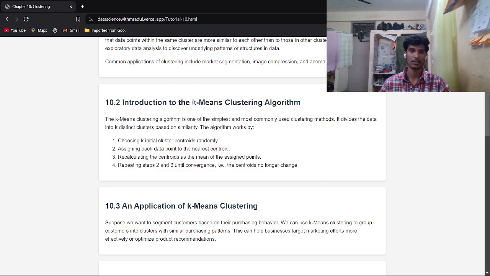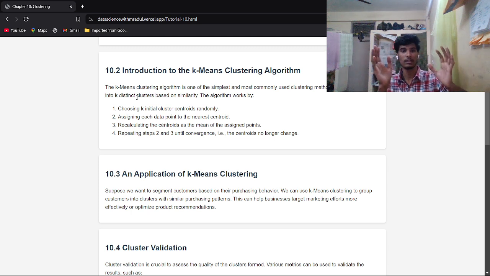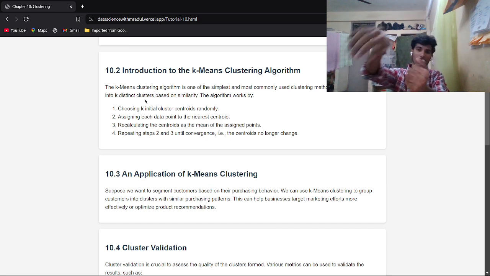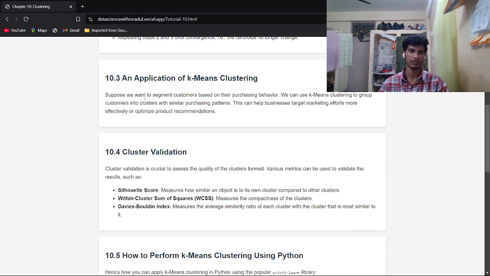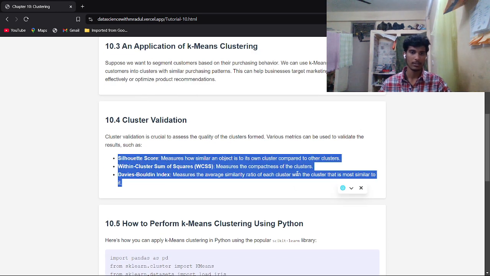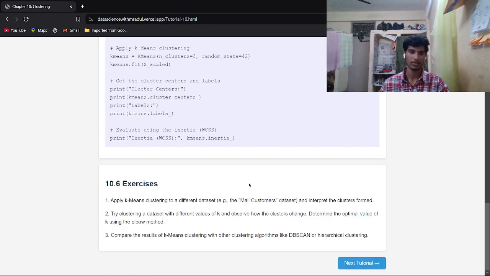There is a clustering algorithm which is the K-means clustering algorithm. K-means is one of the simplest and most commonly used clustering algorithms. It divides the data into K distinct clusters based on similarities. First we have to choose the initial value of K clusters, which will act as centroids, and the nearest points will get located around them. So these are the common terminologies which are used for clustering.